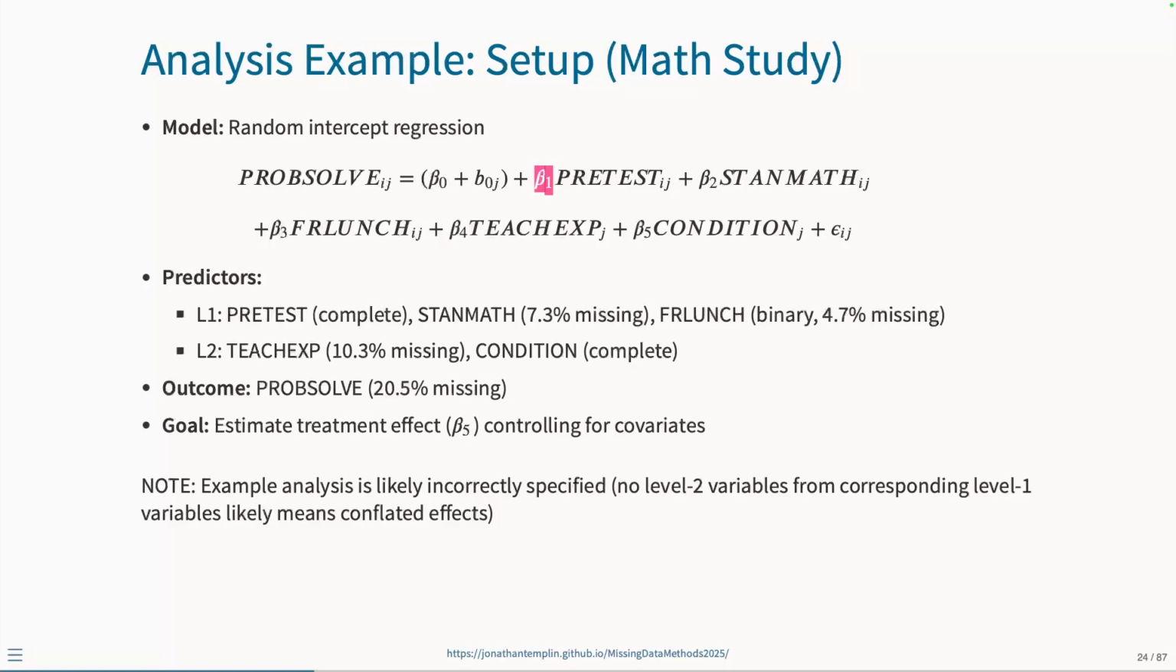It's a blend, because there's no mean of pretest in the model itself, right?